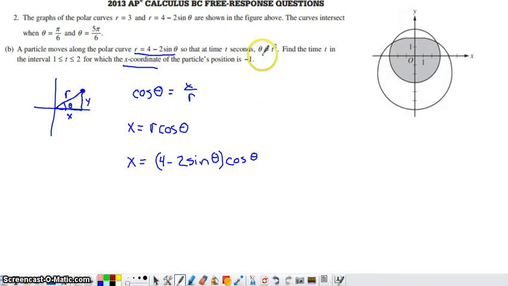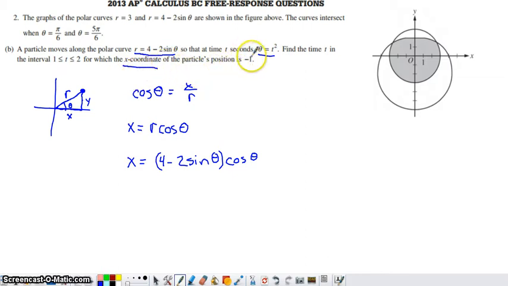So let's try to figure out what this means now. A particle moves along the polar curve r equals 4 minus 2 sine of theta, so that at time t seconds, theta is equivalent to t squared. Find the time t between 1 and 2 when the x-coordinate of the particle's position is -1.